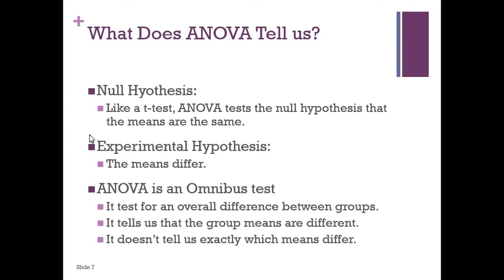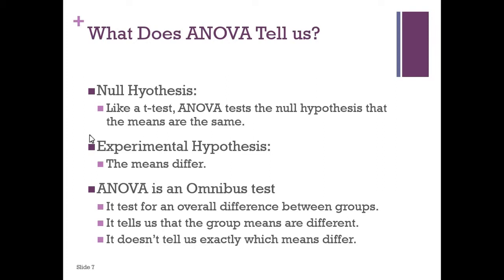It might be that we find that 1 and 2 are the same, but 3 is different from 2 and 1. Or 1 and 3 might be different, but 2 and 3 might not be different. So it's not quite that they're all different. It's that one of them is different somewhere. Okay. So ANOVA is sort of like the big, did something happen? And then all the post hoc tests are, where did it happen? So it's called an omnibus test.